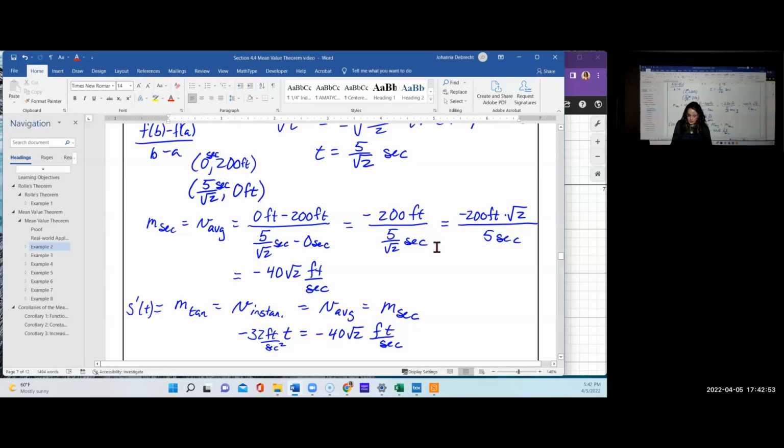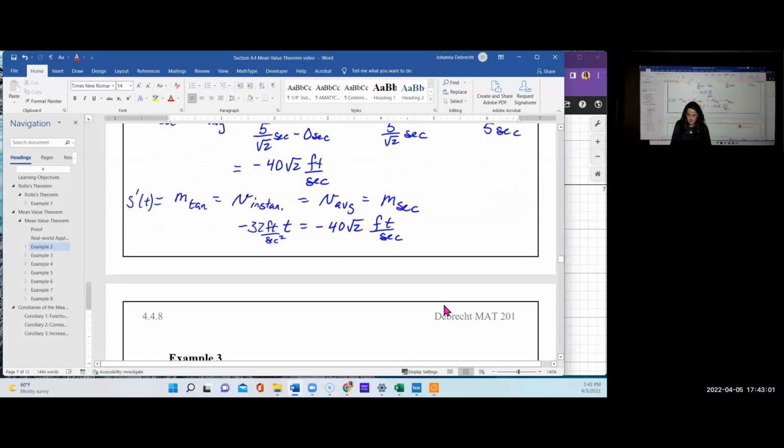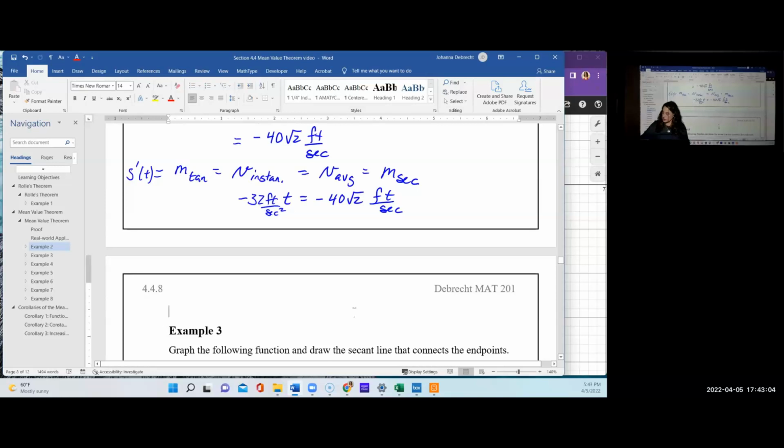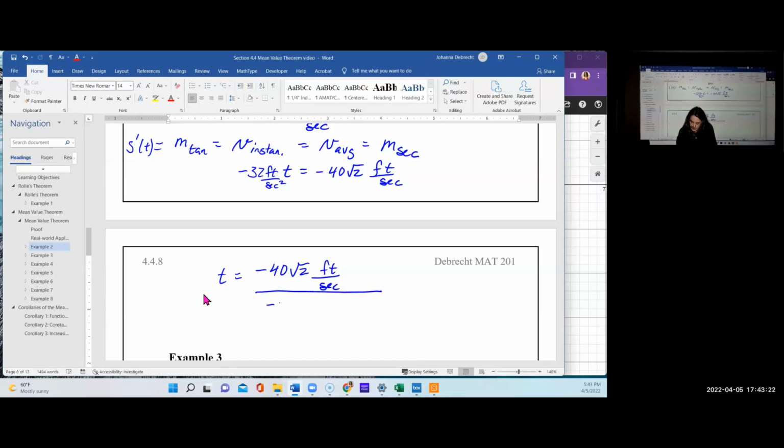So now what we have is negative 32 feet per second squared times time equals negative 40 square root of 2 feet per second. The next thing we want to do is solve for that time. So when we solve for the time, we get t equals negative 40 square roots of 2 feet per second, all divided by negative 32 feet per second squared. Now, what happens with the units?